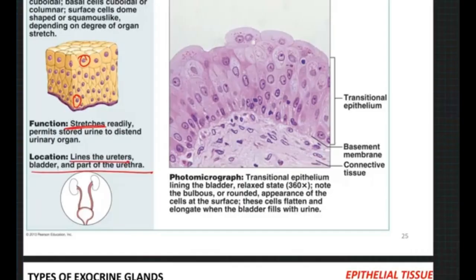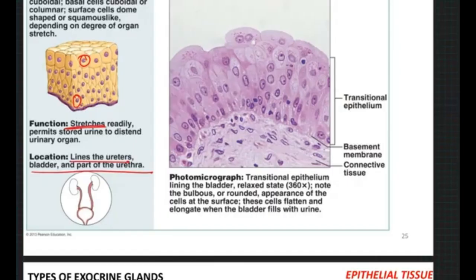More specifically, stratified squamous, because some stuff can kind of poke around, you know? That makes sense? So, in female, same story. Most of the urethra is transitional epithelium, but at the very end, it's stratified squamous.